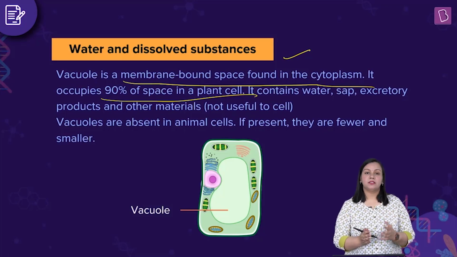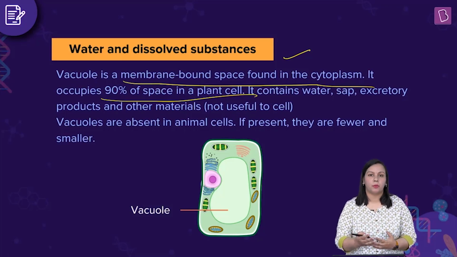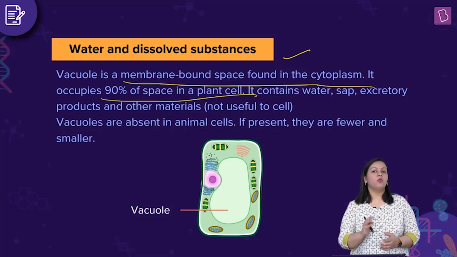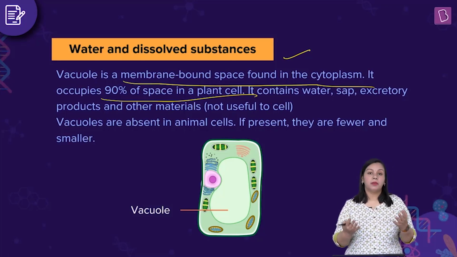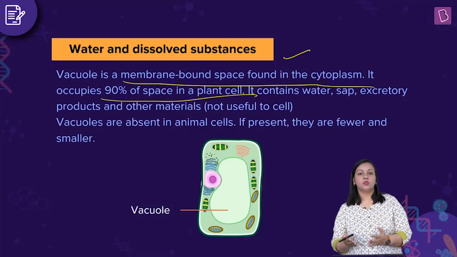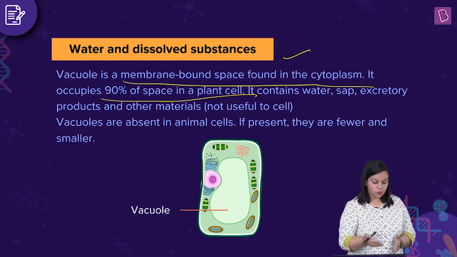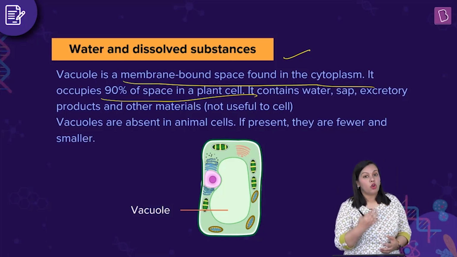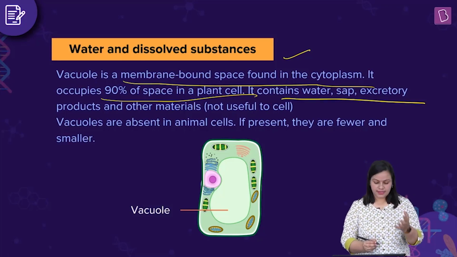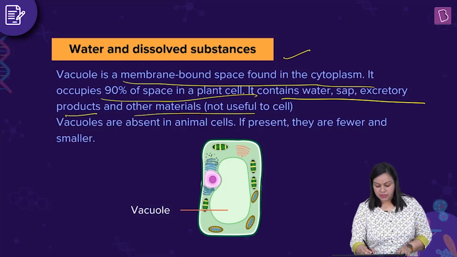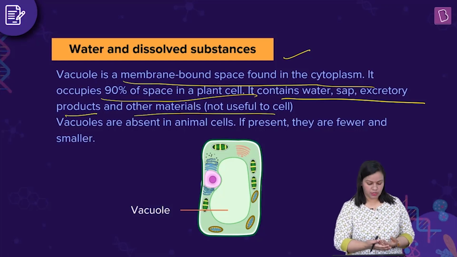Obviously, in animal cells, the role and the size of the vacuole is not as prominent as it is in the plant cell. So the vacuole size and number is much smaller in animal cells, and sometimes it may even be absent. But because its role is quite prominent in the plant cells, its size is also big, and hence we have given you the statement that it almost occupies 90% of the space of the plant cell. It contains water, sap, excretory products and other materials which are not useful for the cell. So this is going to be the excretory or even the secretory material for that matter.